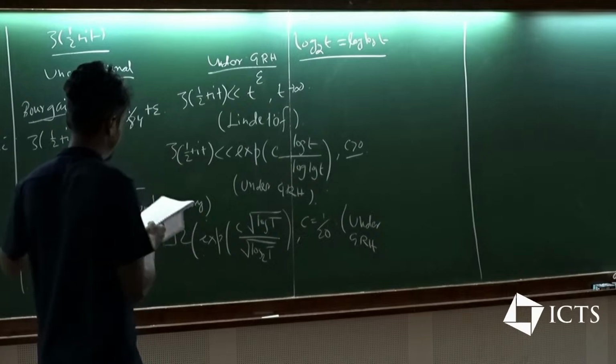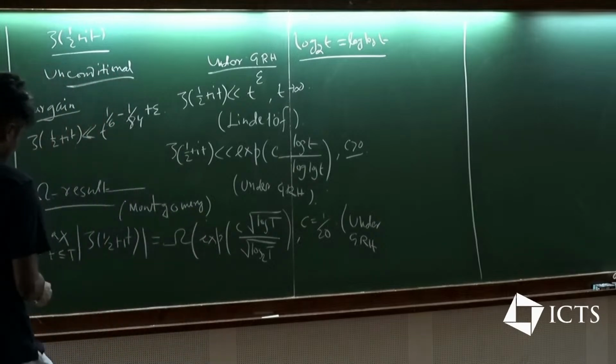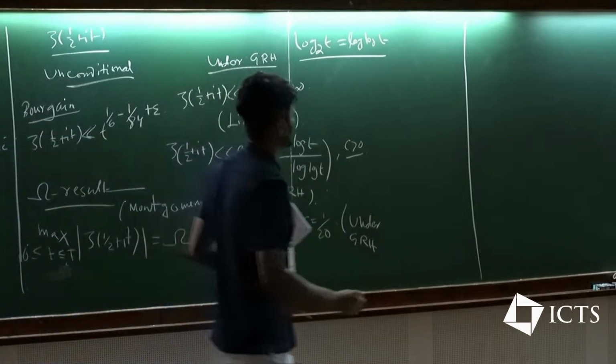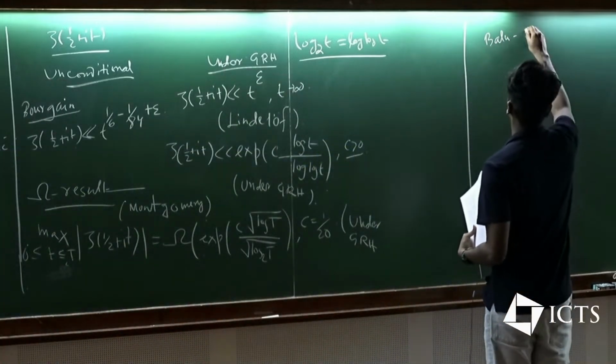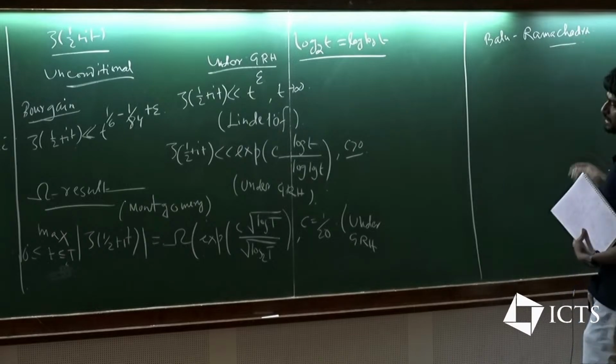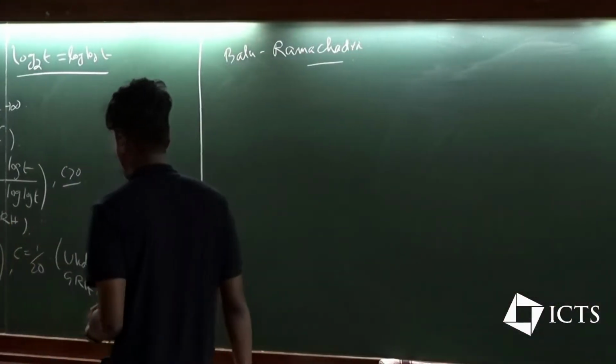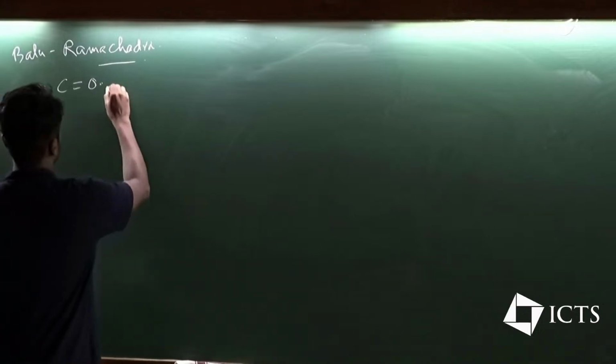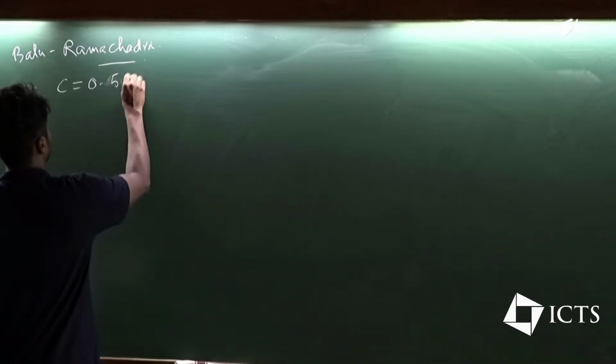So then Bala Subramanian, I can say Balu and Ramachandra, were able to remove this GRH condition, and they have, I think, a couple of papers to find out the improvement of this constant. They have the constant C equal to 0.0530..., and this is the constant they got by using the moment method.